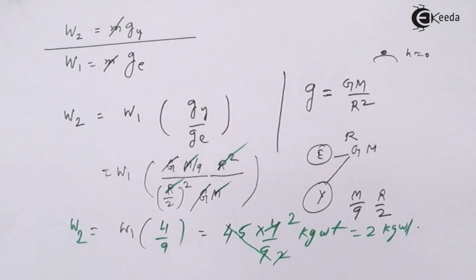That means the object, when it is placed on another planet whose mass is 1/9 the mass of Earth and radius is half that of Earth, there the weight will come out to be 2 kg weight. So that is the answer to this question.